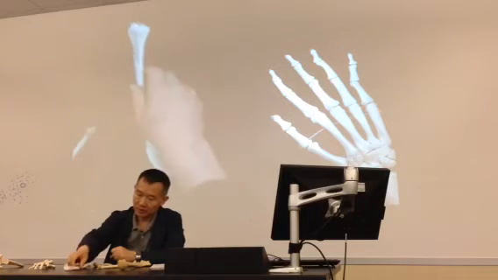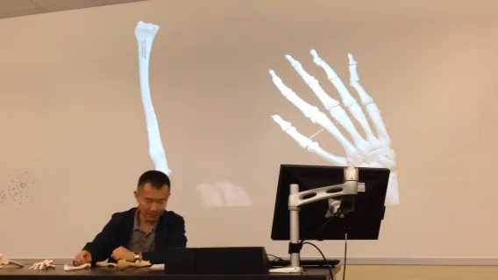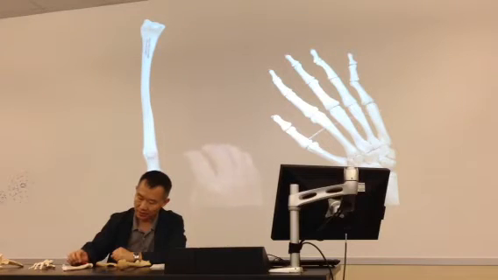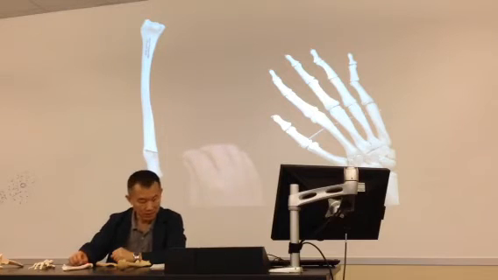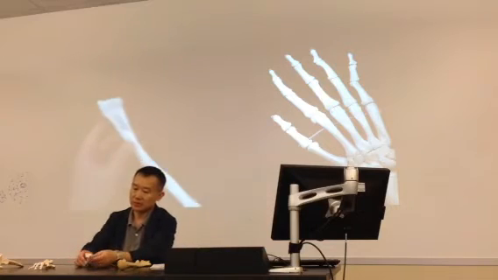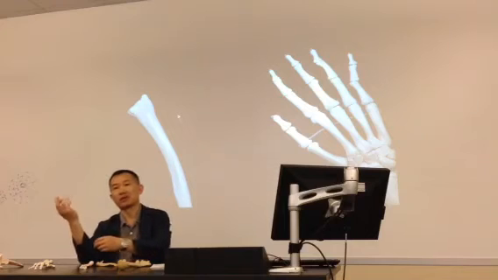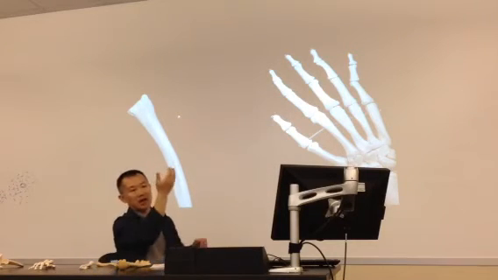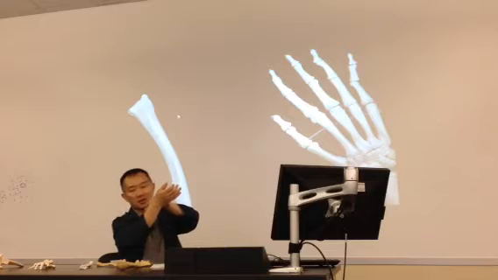Radius. This is the radius. It has a head. This is the head. Neck. Radial tuberosity. Most tuberosities are a rough area. And the styloid process. This is the styloid process. You can feel your styloid process at your thumb side. If you're thin, it's more obvious. That's the radius styloid process.